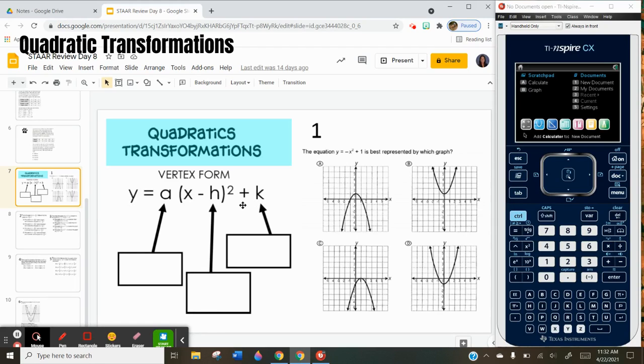squared plus your k value. The a value, or the number out in front, is going to determine how wide, which also means compressed, your graph is, or how narrow your graph is going to be. Narrow is also known as a stretch.